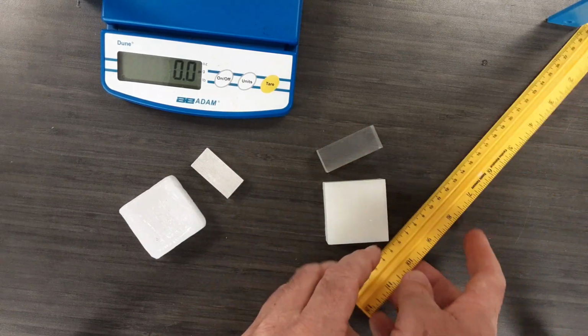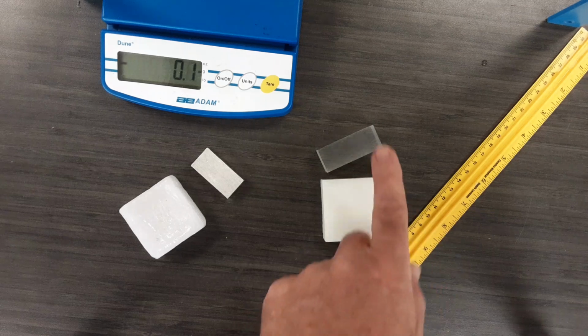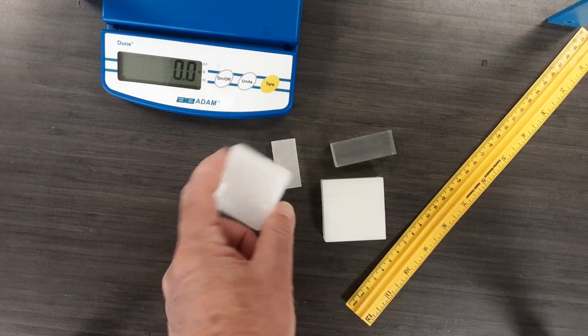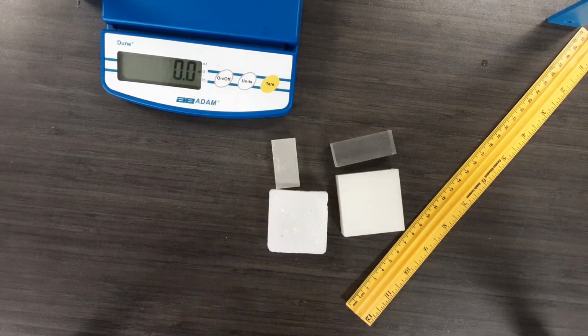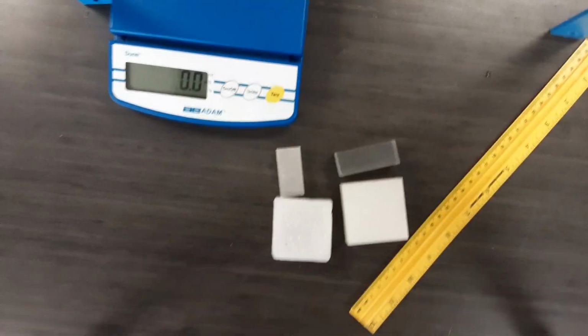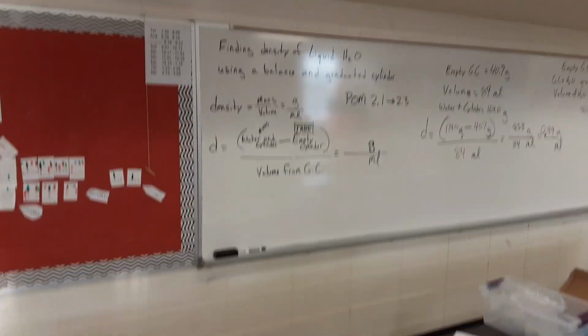On your paper, make sure that you write down white plastic block, clear plastic block, aluminum block, and wax block. So there's 4 calculations. You'll do the length times width times the height, and that's going to give you a volume in centimeters cubed. So our formula is going to be the same. Let's go back up here.